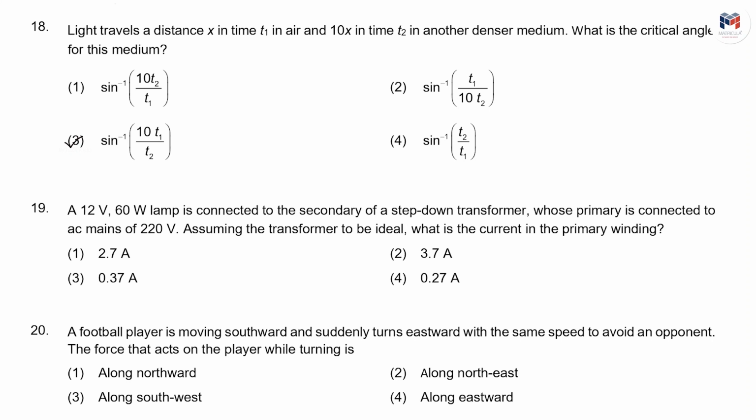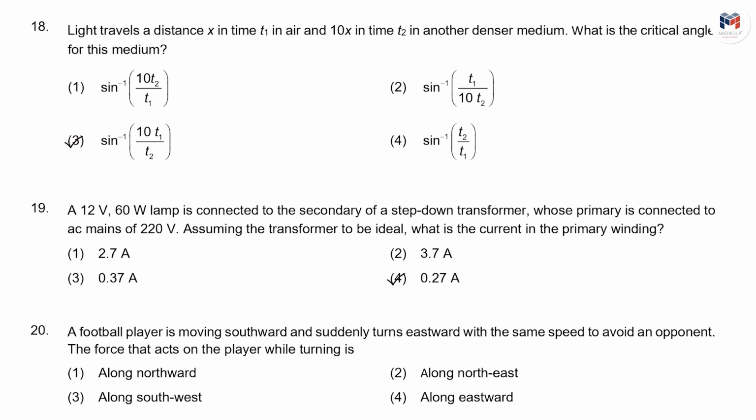A 12 volt 60 watt lamp is connected to the secondary of a step down transformer whose primary is connected to AC mains of 220 volt. Assuming the transformer to be ideal, what is the current in the primary winding? The answer is option number 4, 0.27 ampere.